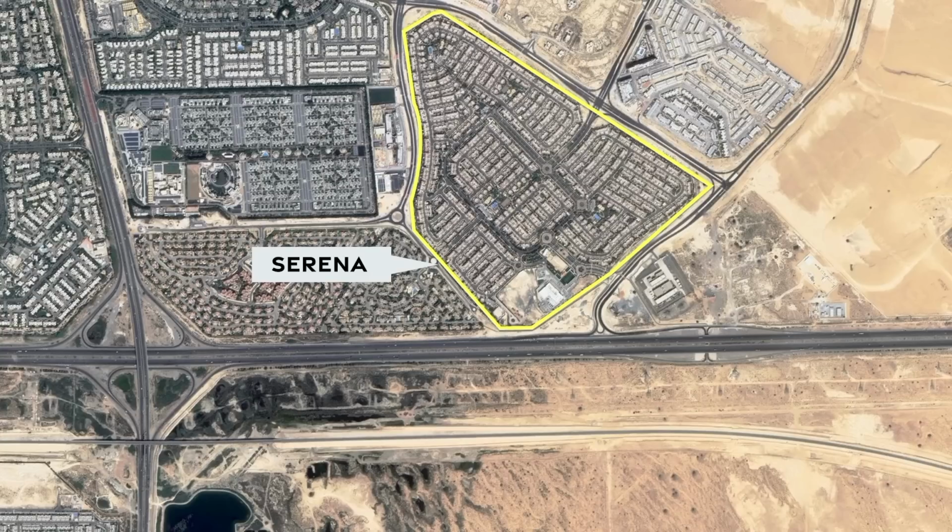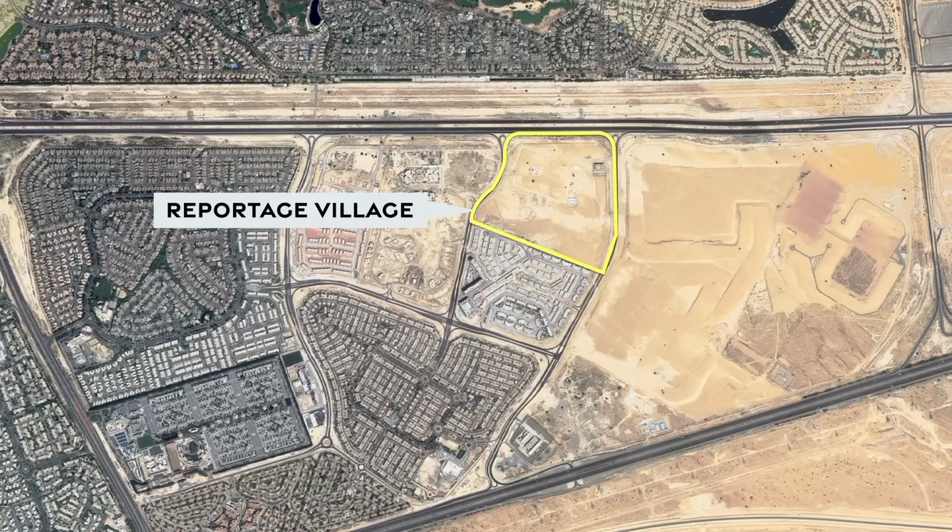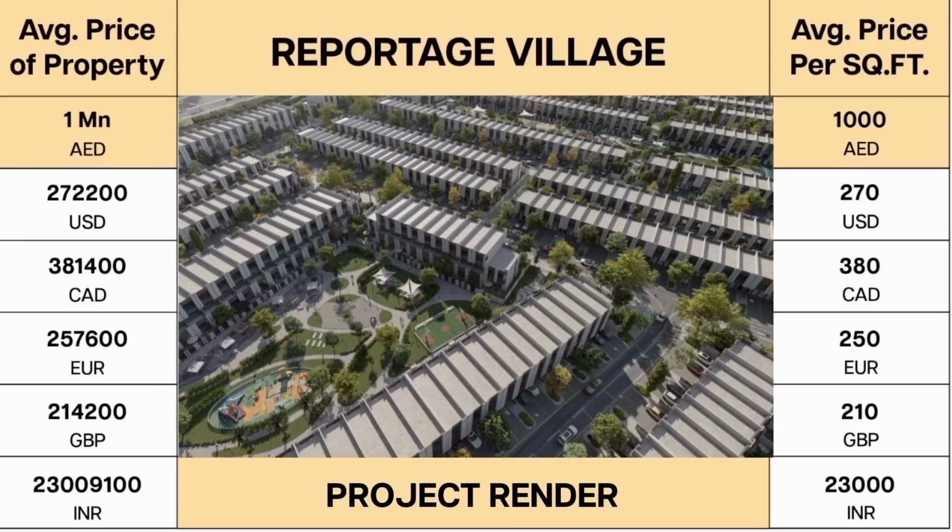Serena is an old ready community by Dubai Properties. Average price per square foot is at 1050 dirhams. Reportage Village is another similar affordable townhouse community by Reportage Properties. Average price per square foot is at 1000 dirhams and average price of a unit is at 1 million dirhams.